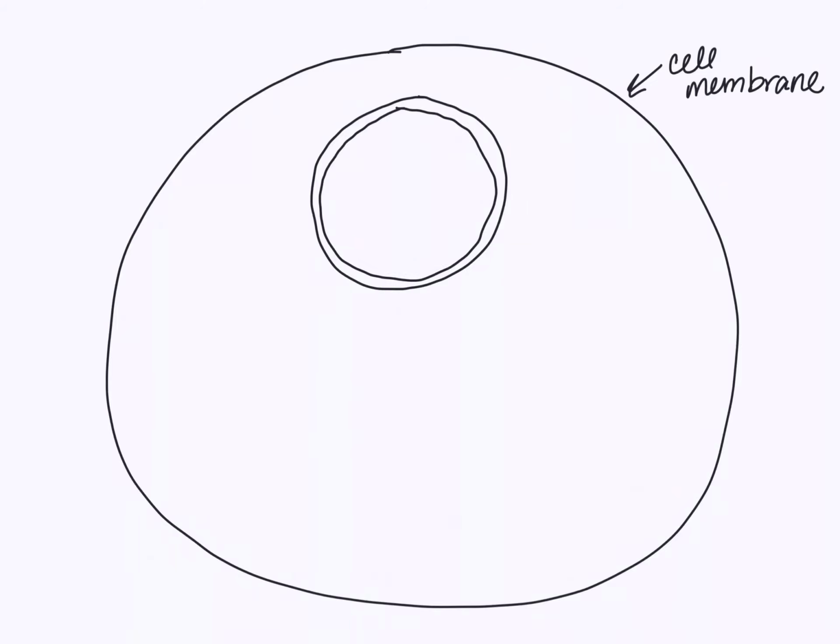Now these two membranes are continuous with each other. So they're two layers, but it's kind of the same membrane folded in on itself. So this would be the nucleus. And this area here would be the nuclear membrane. And it's actually two layers of membrane.